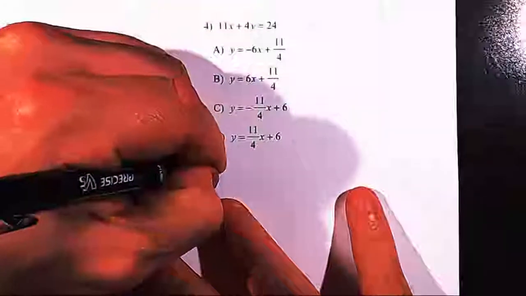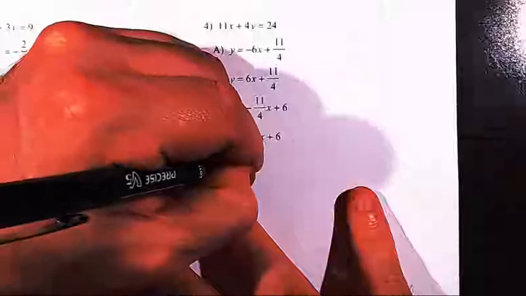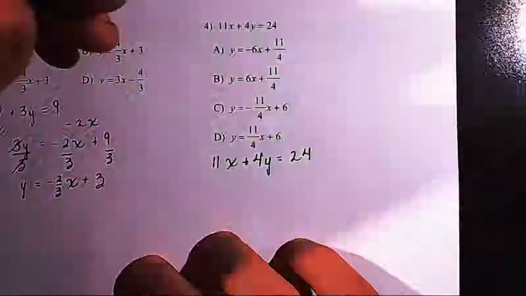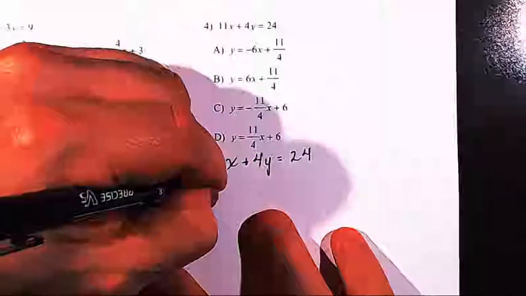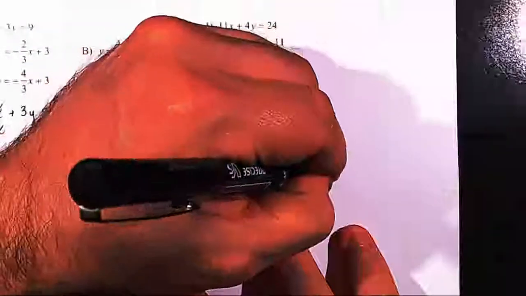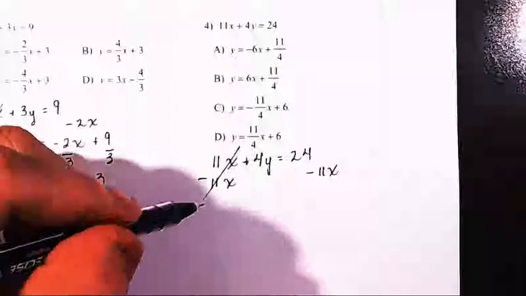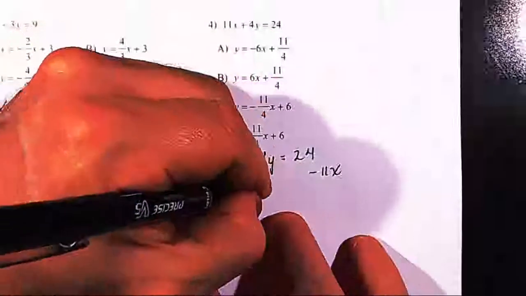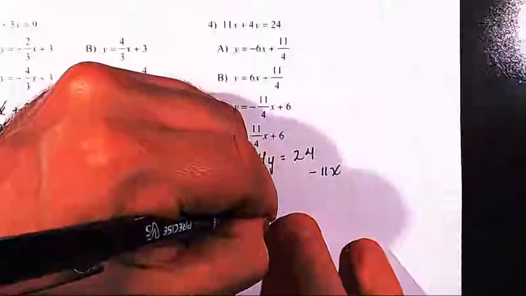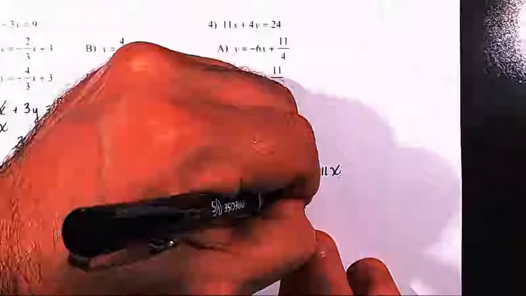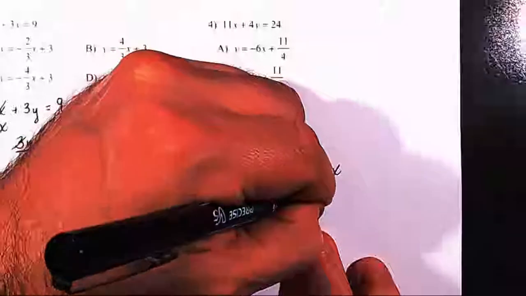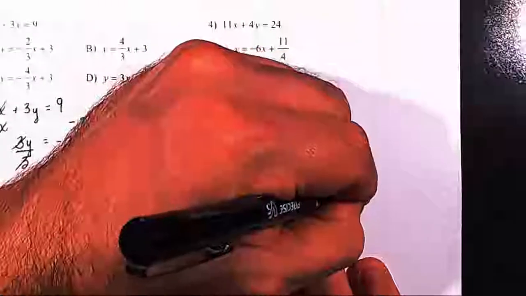11x plus 4y equals 24. Okay, so again, I'll just start by subtracting 11x from both sides. On the left, the 11x's cancel, and I can rewrite 4y equals -11x plus 24.